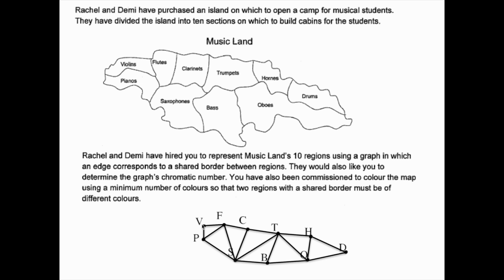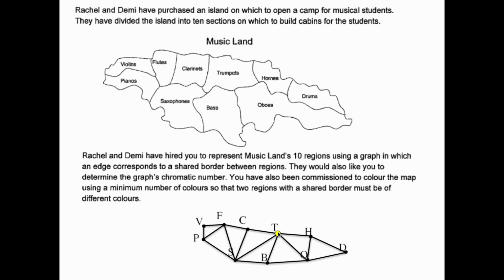Then I need to color in the graph, starting with the vertex that has the biggest degree. V has a degree of 2. It only has 2 edges going into it. P has a degree of 3. F has a degree of 1, 2, 3, 4. C has a degree of 3. But S has a degree of 1, 2, 3, 4, 5. T has a degree of 1, 2, 3, 4, 5. I could have done T as well.